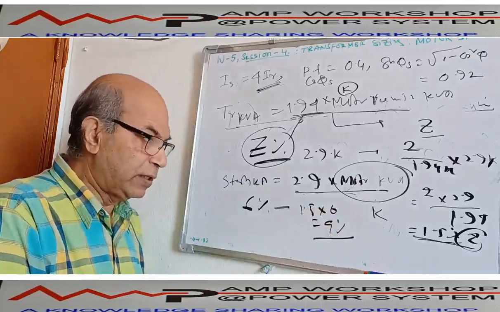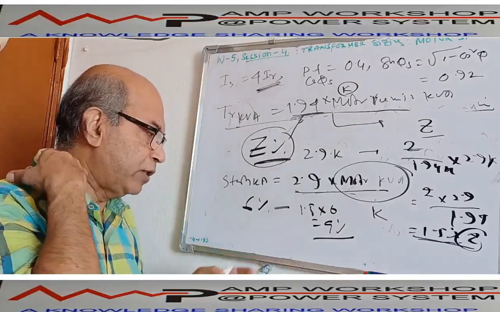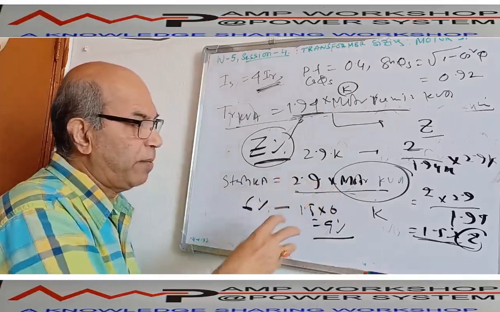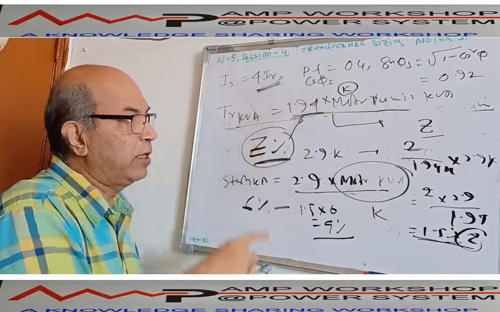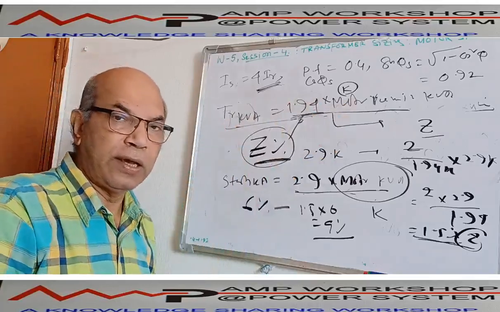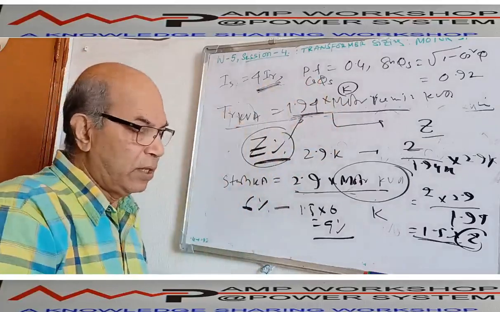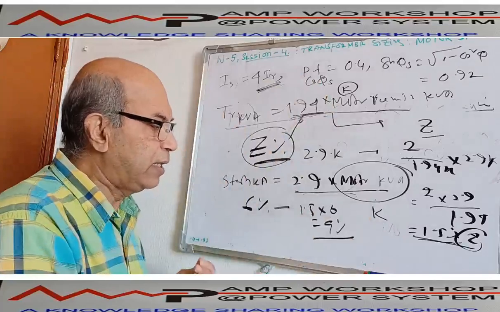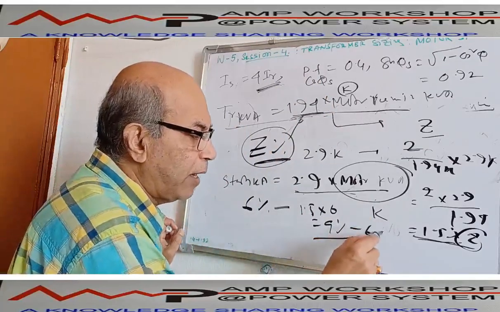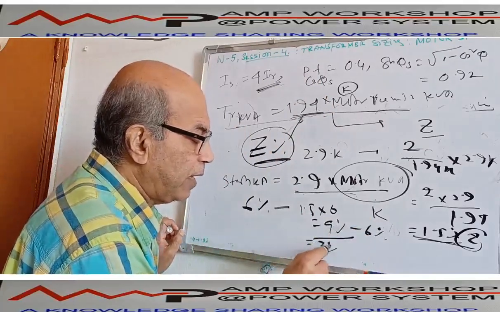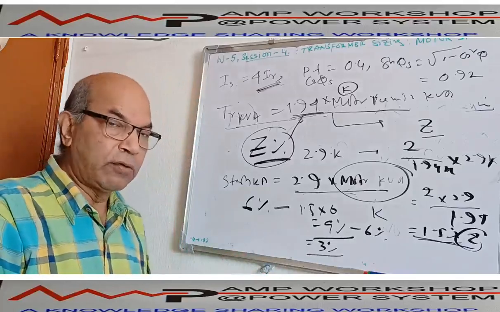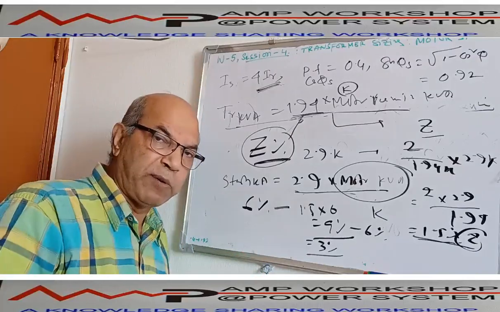Okay. So out of this 9% voltage drop, we said 6% voltage drop is at 100% loading. 100% loading means this 1.94 amount of power. So actually during starting, how much additional is it taking? 9 minus 6 equals 3% additional voltage drop is taking place. So we have considered that we allow an additional 5% voltage drop.